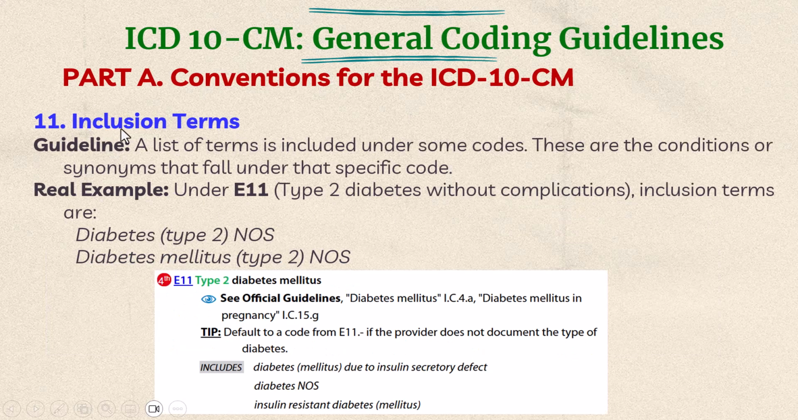Number 11, inclusion terms. A list of terms is included under some codes. These are the conditions or synonyms that fall under the specific code. For example, under E11, you can see type 2 diabetes without complications. So here the inclusion terms are diabetes type 2 NOS, diabetes mellitus type 2 NOS. So those are the inclusion terms.